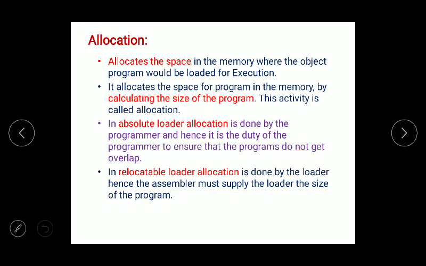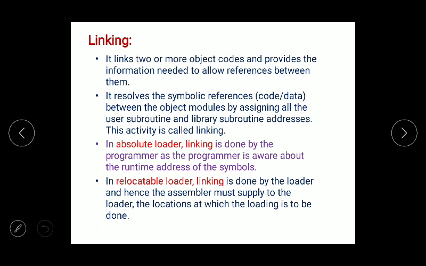Next we have linking. Linking process. Linking, as the name indicates, is linking of two or more object codes and providing the information needed to allow references between them. So it is needed when a lengthy source program is divided into submodules and those submodules are assembled separately. After assembly, they have to be linked together. For that purpose, we need a linker. It also resolves the symbolic references in terms of code as well as data between the object modules by assigning all the user subroutine and library subroutine addresses. This activity is called linking.